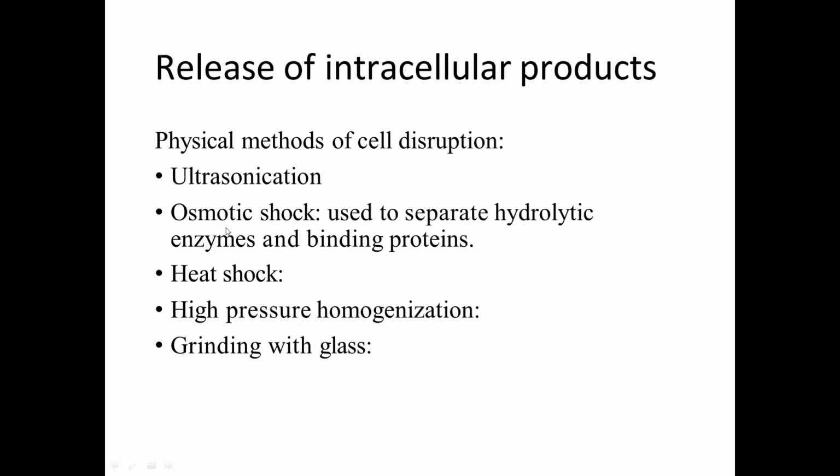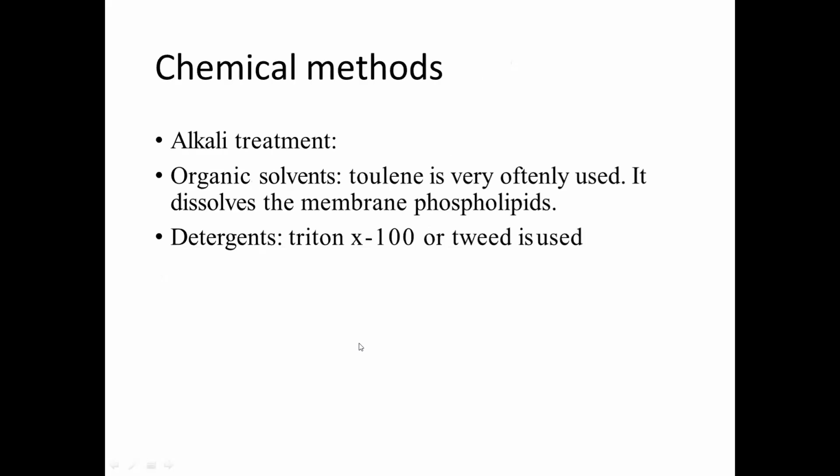Then osmotic shock. Osmotic shock is used to separate hydrolytic enzymes and binding proteins. Then heat shock, thermolysis using heat. Then high pressure homogenization, like mixing in a mixer grinder. Then grinding with glass is also possible. So what are the physical methods of cell disruption? Ultrasonication, osmotic shock, heat shock, high pressure homogenizer, and grinding with glass.